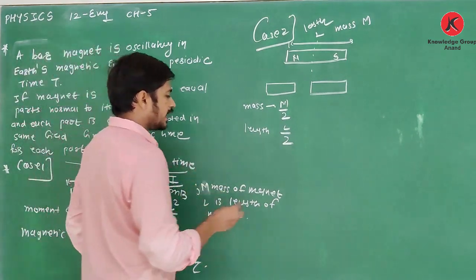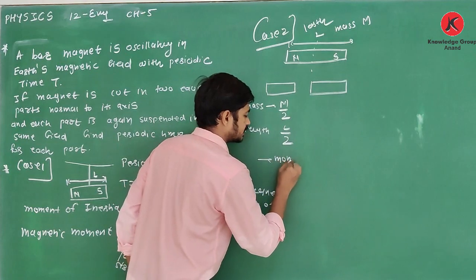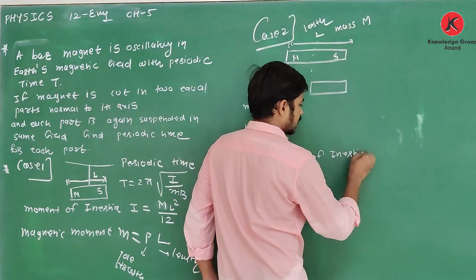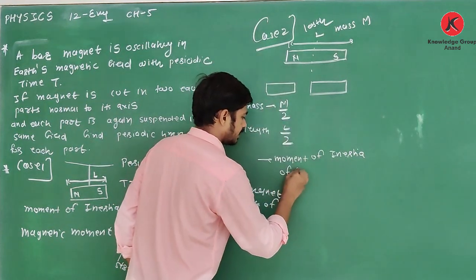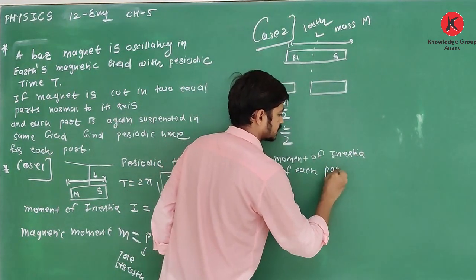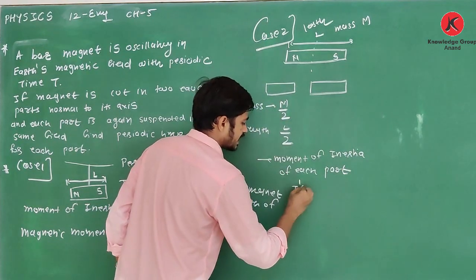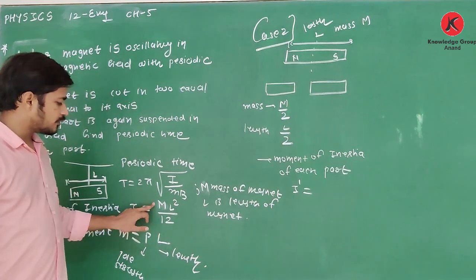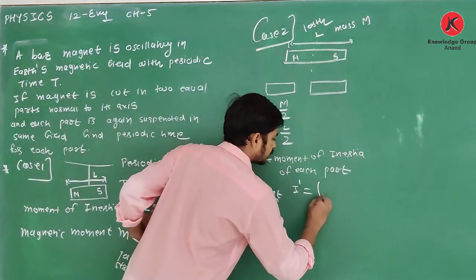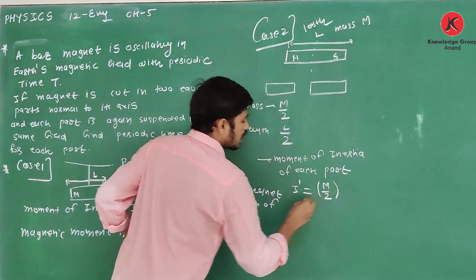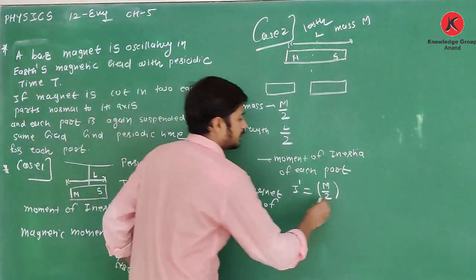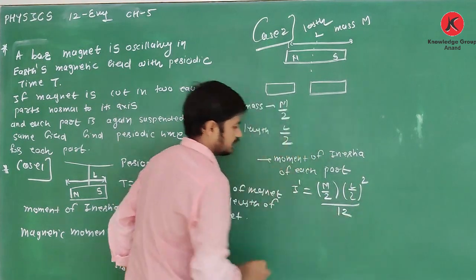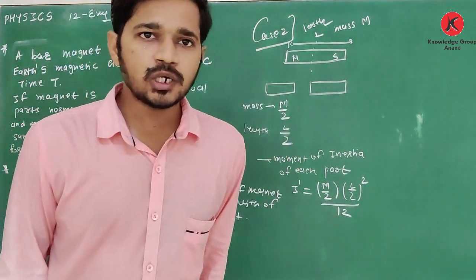What is the moment of inertia of each part? I dash is equal to, the moment of inertia equation is ML² by 12, where M is mass. The mass of each part is M by 2, and the length of each part is L by 2, squared. Clear about this? Simple.